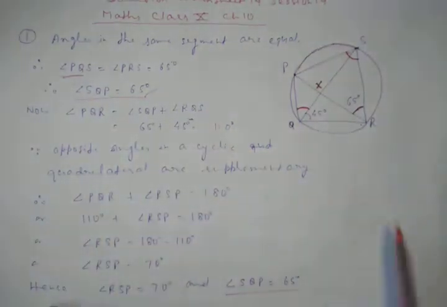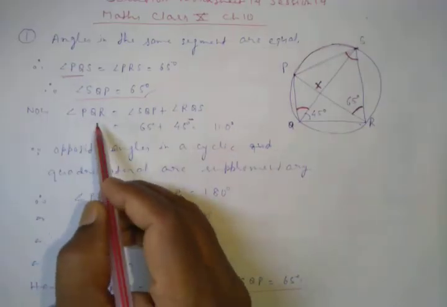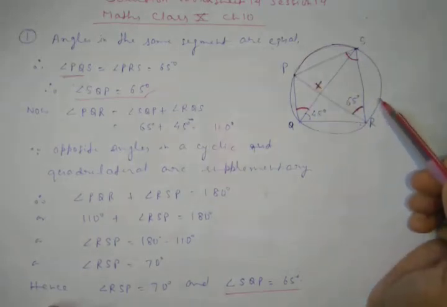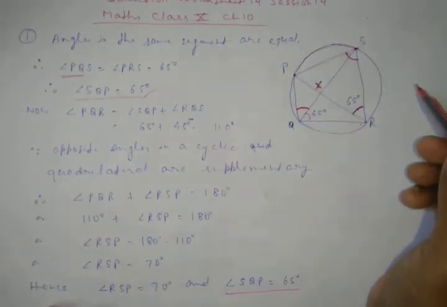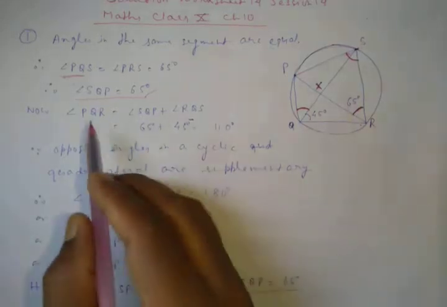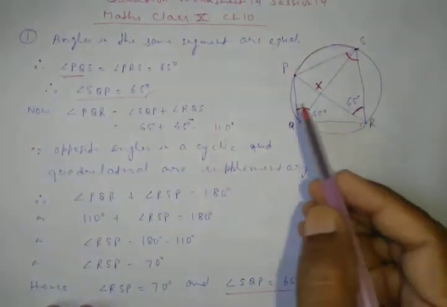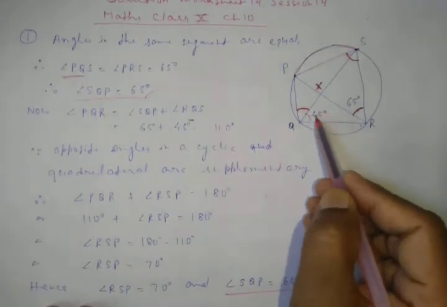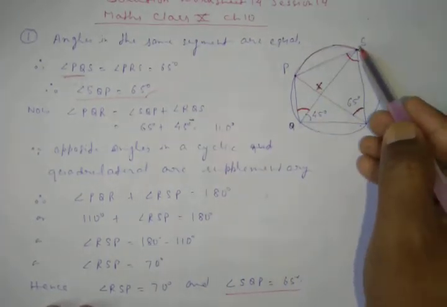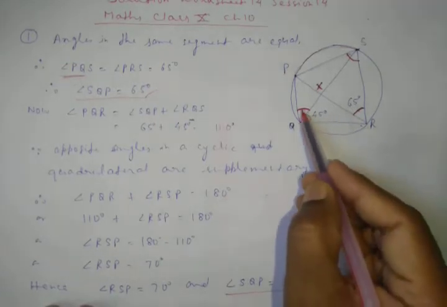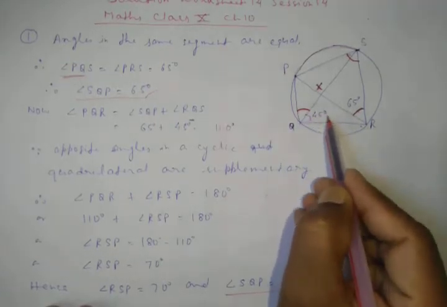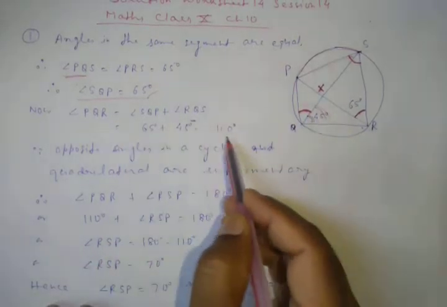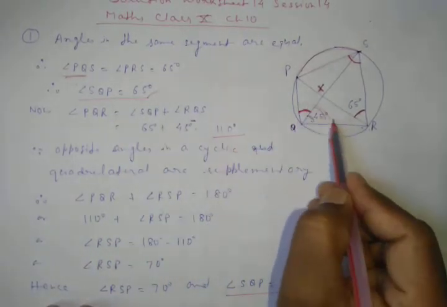So this is done. The next is angle PQR, and then we have to find angle PSR in this case. How can we find this? See, what is angle PQR? That is this whole angle. This whole angle will be equal to PQS plus SQR, that is, this angle plus this angle. 65 plus 45, that is 110 degrees. So this whole angle is 110 degrees here.